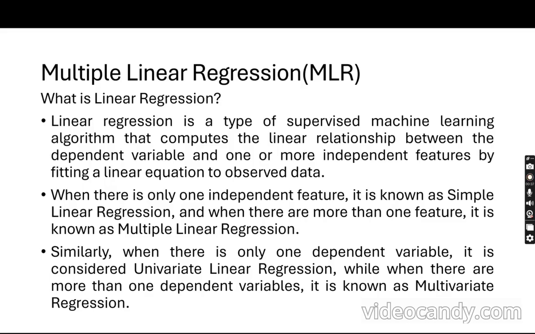So when there is only one independent feature, it is known as simple linear regression, and when there is more than one feature, it is known as multiple linear regression. Similarly, when there is only one dependent variable, it is considered univariate linear regression, and when there are multiple dependent variables, it is known as multivariate regression.